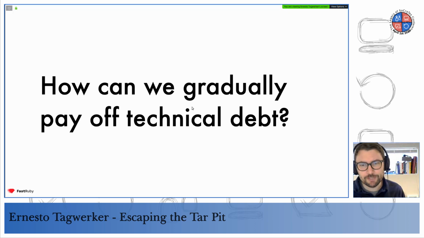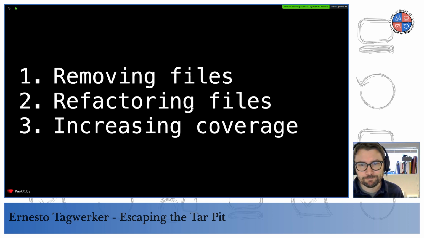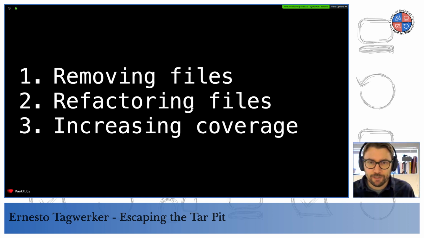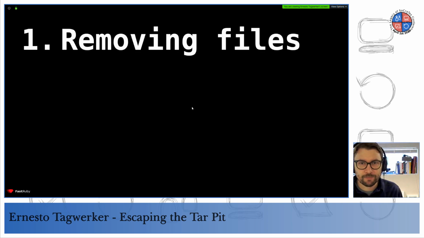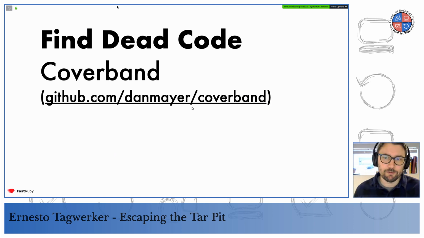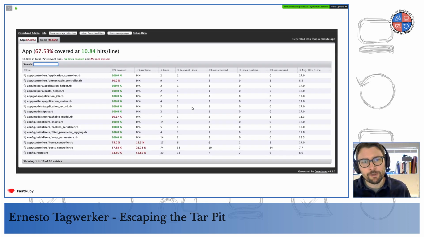How can we gradually pay off technical debt? Well, there are 3 basic strategies: removing files, refactoring, or increasing coverage. For removing files, we have a tool called Coverband. It's very similar to SimpleCov, but it uses real production usage to tell you whether a file is getting hit or not. So if a file is not getting hit, remove it, and that will definitely improve your SkunkScore average.